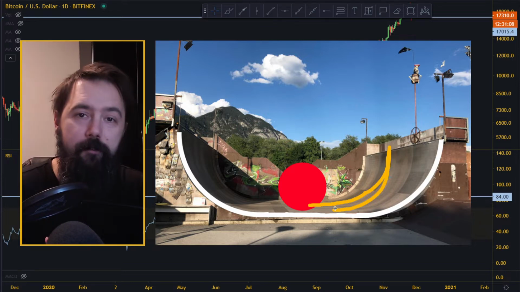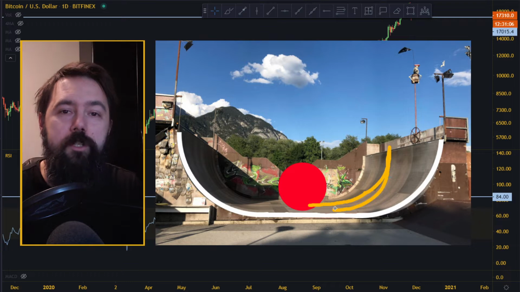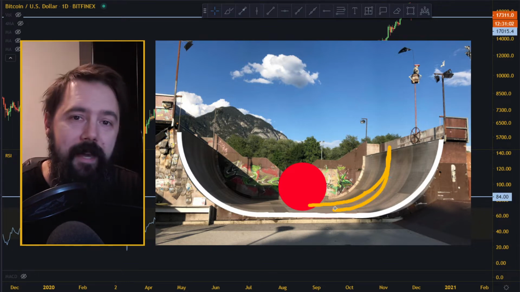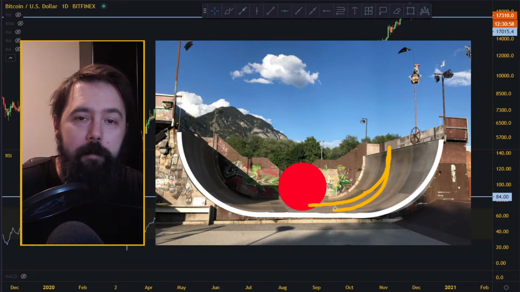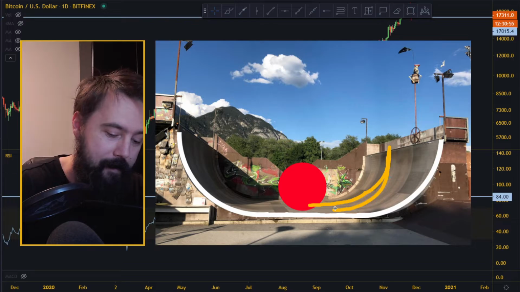So this is the metaphor for how the RSI works, and this is what we're gonna talk about in today's video. The RSI, what we can learn from today's dump, and why did we actually dump on this level that we are dumping. Okay, let's start.